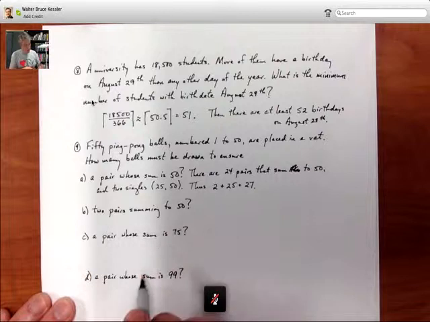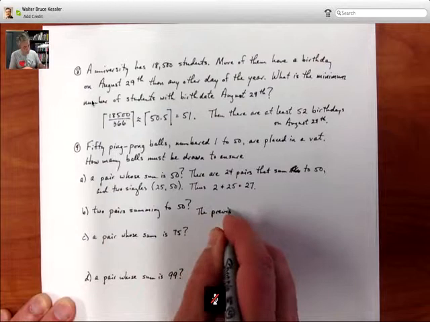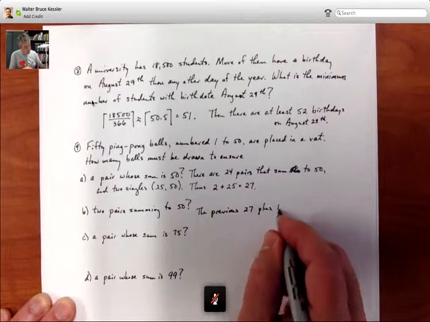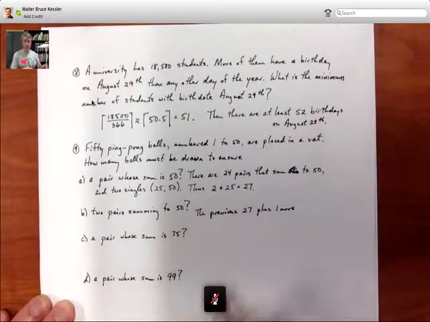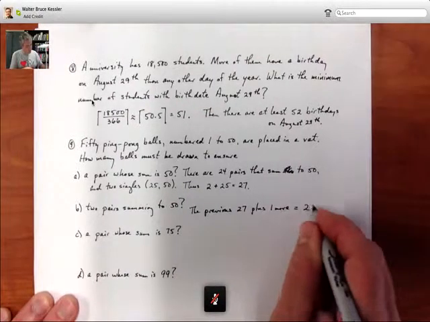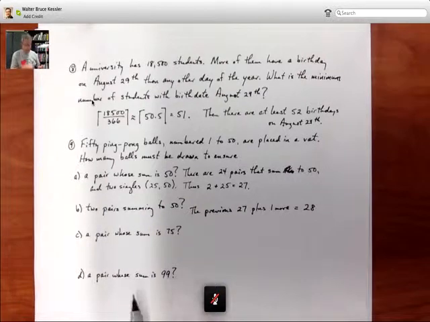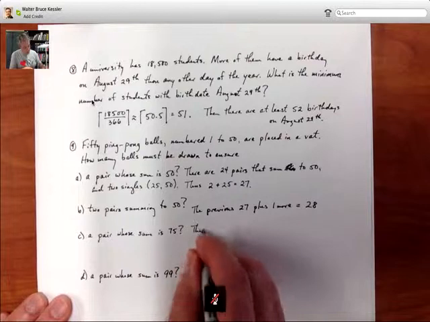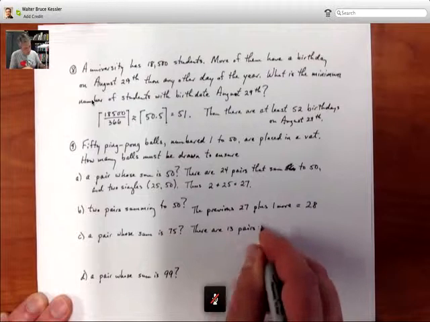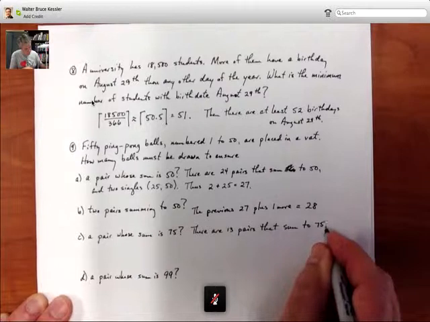Then to get 2 pairs summing to 50, well, it's the same problem. The previous 27 plus 1 more. I can't have repeats, so that's 28. Okay. A pair whose sum is 75. Okay, by my count, there are 13 pairs that sum to 75.